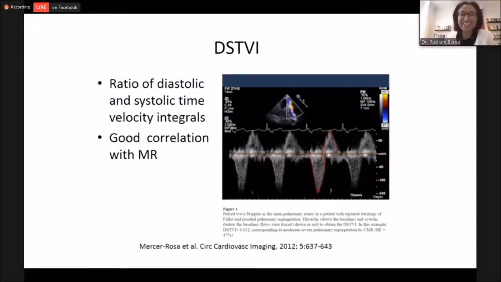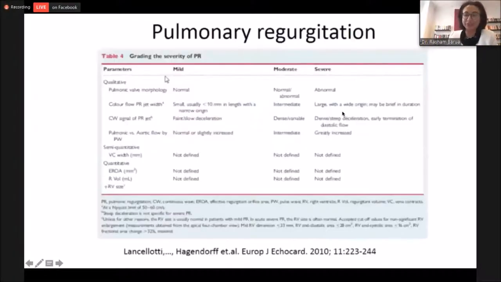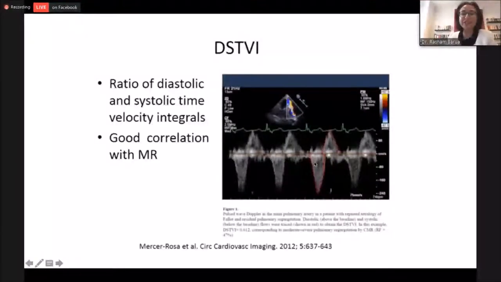You can also look at the VTI ratio of forward flow to backward flow to determine the degree of regurgitation. This is an okay measurement. Where it starts to fall down is when your RV is starting to fail.